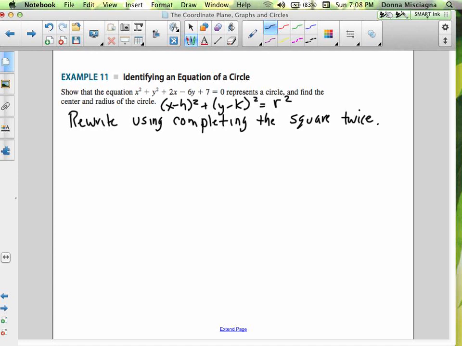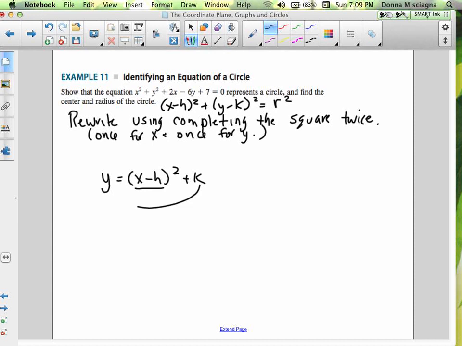twice. Once for x and once for y. And we can do them both at the same time. Right? But we need to rewrite it so we have, so if you remember, we rewrite just a quadratic equation using completing the square, we end up with y equals x minus h squared plus k, right? That would be the equation of a quadratic, right? So we're going to do kind of the same thing, except we're going to do this once for the x's, once for the y, and we're going to have the constant as the isolated term.